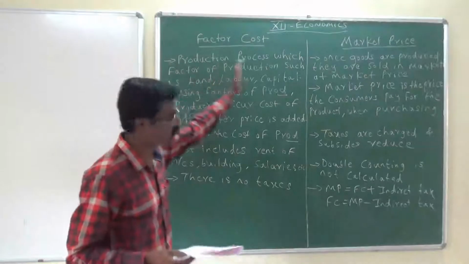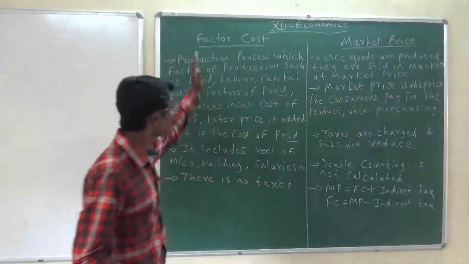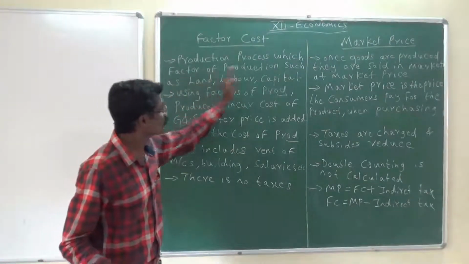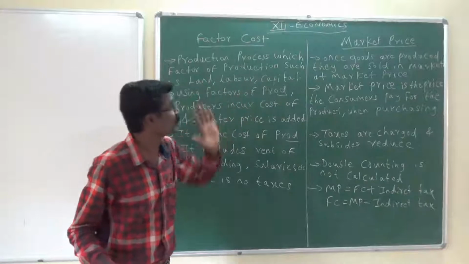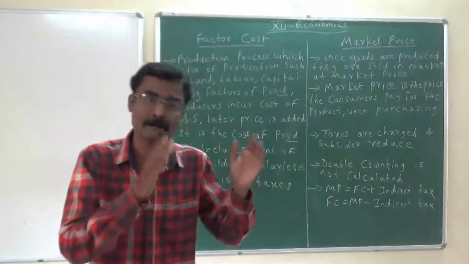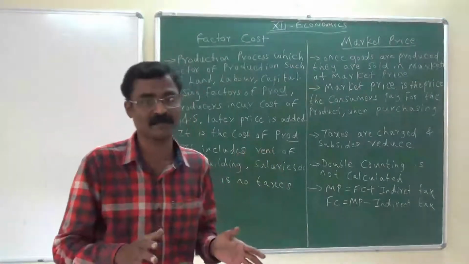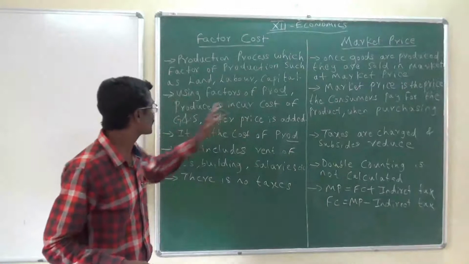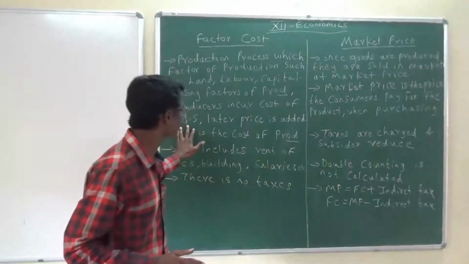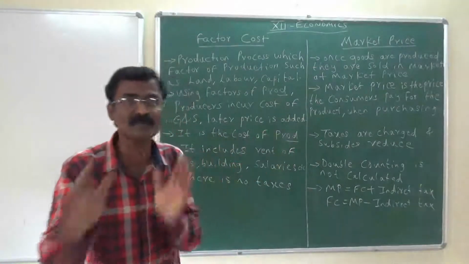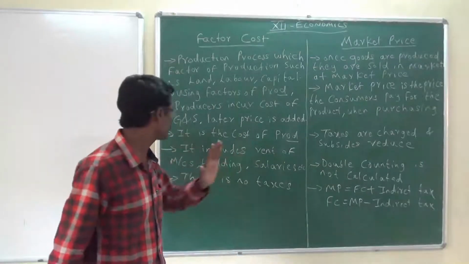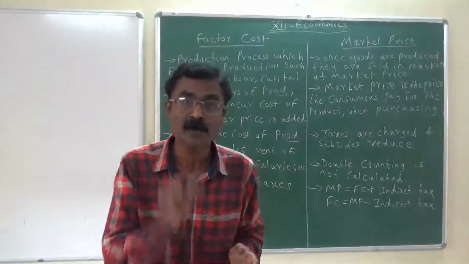Now let me come to the difference between factor cost and market price. Factor cost is the production process, which involves the factors of production. What are the factors of production? Land, labor, capital. Second, using the factors of production, producers incur a cost of goods and services, and the goods and services are priced later, not in the factor cost. Next, it is the cost of production. Factor cost is nothing but the cost of production.